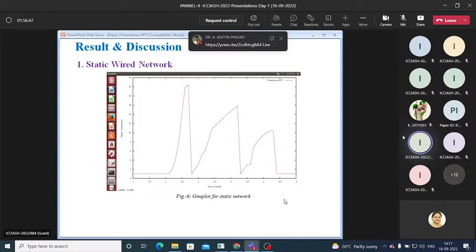Also, there is one more utility called GNUplot. GNUplot is also one of the inbuilt utilities for NS2. We can simply have a command like gnuplot, define the commands for gnuplot in our program, and plot the graph for different networks. For now, we have plotted this for static as well as dynamic networks. From this graph, we can analyze the packet transmission and congestion areas in the network. So that was about the static wired network results.